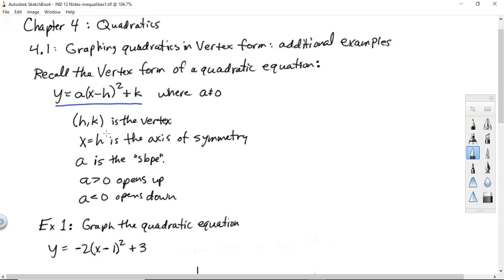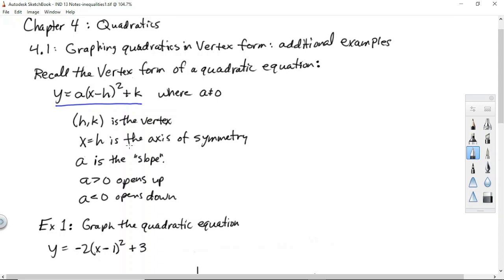And I didn't mention the other day, in this form, a cannot be 0. A has to be a positive or negative number. If a were 0, then you wouldn't have any x at all in the equation, right? Because it would be 0 times (x minus h) squared. So a cannot be 0. And in this form, the ordered pair (h, k) is the vertex, as we talked about.